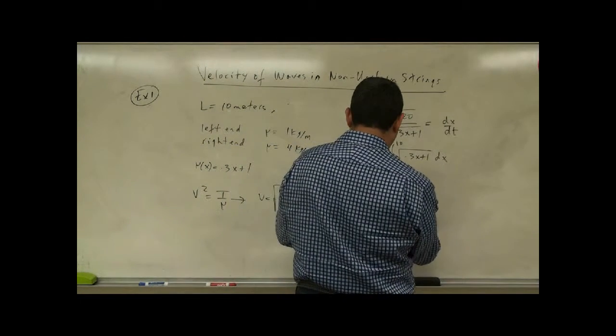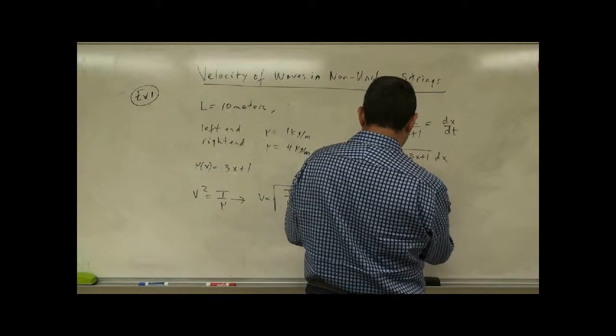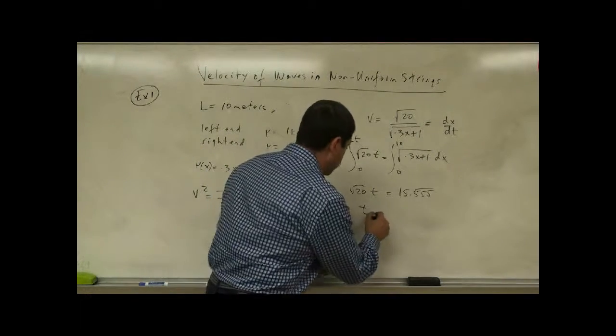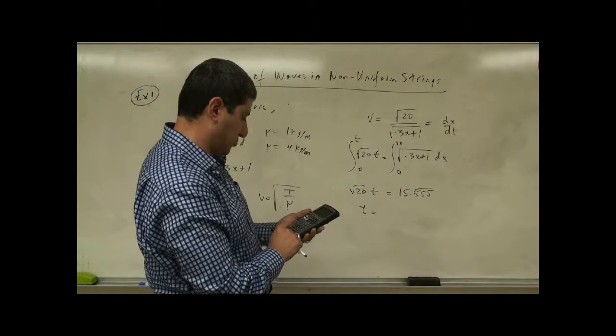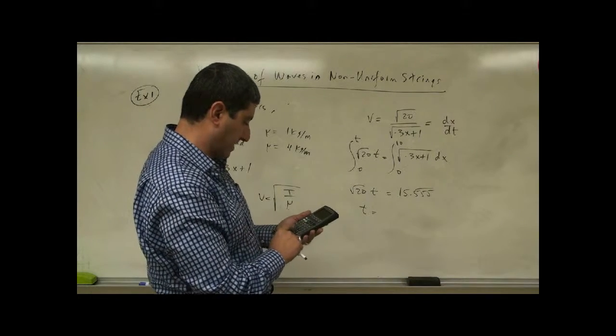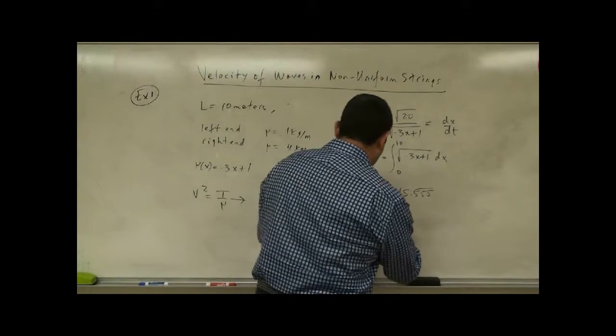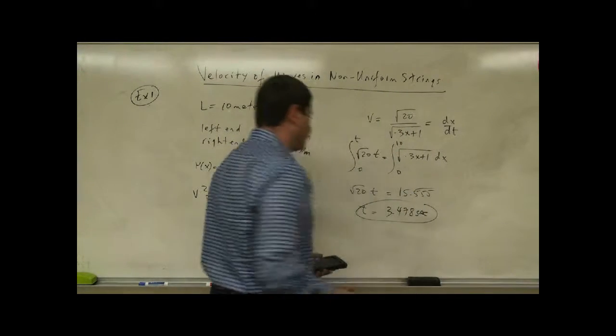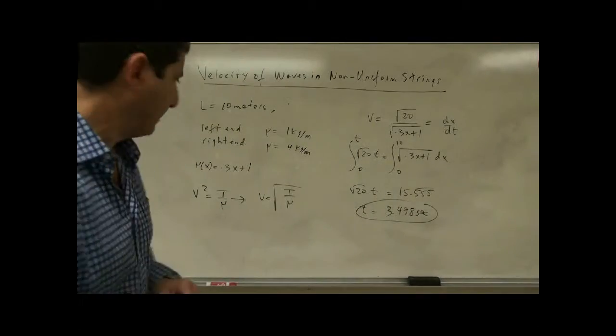Okay, this one gives me 15.555 repeating 5s. And the time is going to be that divided by 20 to the power 0.5. It's going to give me 3.478 seconds. Okay, let's see if that makes sense.